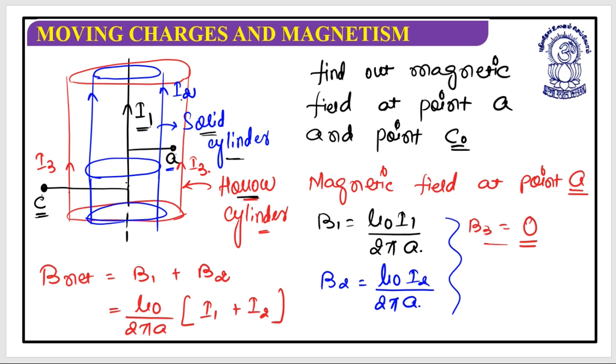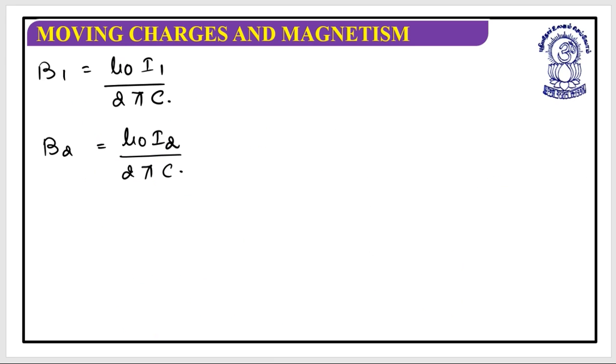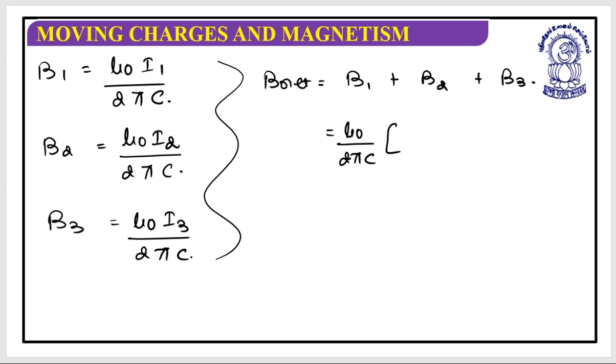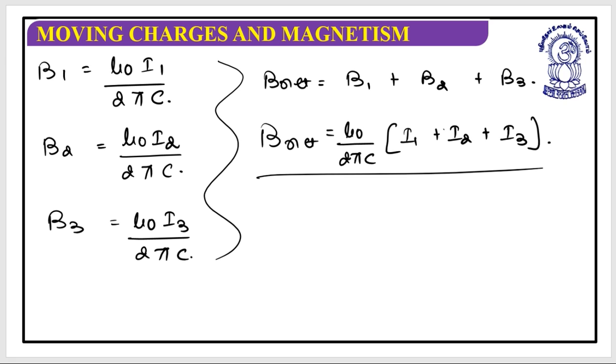And the third wire, it's a hollow cylinder. For the hollow cylinder, this is also outside, and if it is outside, this B3 could be written as mu naught into I3 divided by 2 pi C. Yes, so if I go for the B net, then B net could be written as B1 plus B2 plus B3. That is equal to mu naught by 2 pi C into bracket I1 plus I2 plus I3. This is the net magnetic field.